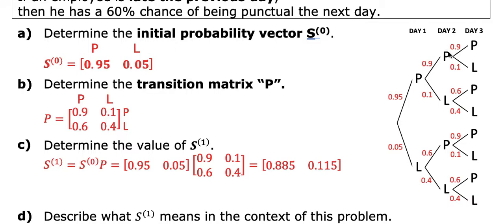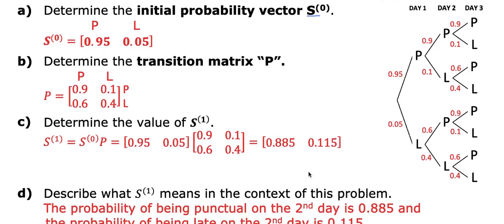Let's take a look at the ways that you can be punctual on the second day. Just looking at the final outcome on the second day, you would have 0.95 times 0.9 to get to this result, plus 0.05 times 0.6. And that's exactly the process that's happening with matrix multiplication of the initial probability vector times P to get this value. So it's a quick way to get a result without having to draw a tree diagram. And you can imagine tree diagrams with many outcomes become very problematic to try to draw in one space. It gets messy. So this is a very compact way of writing that material.